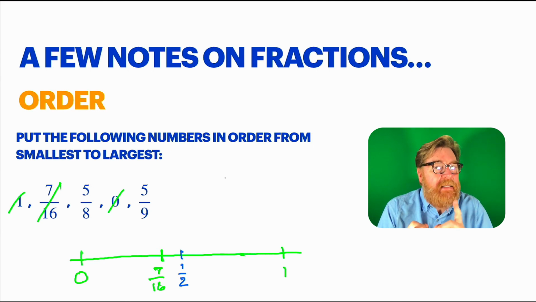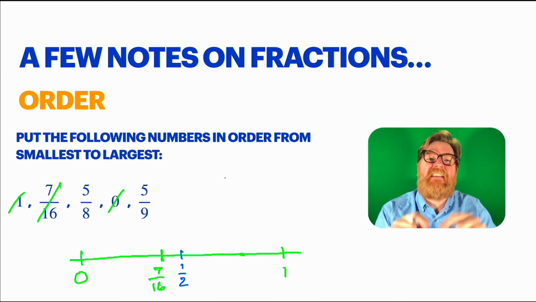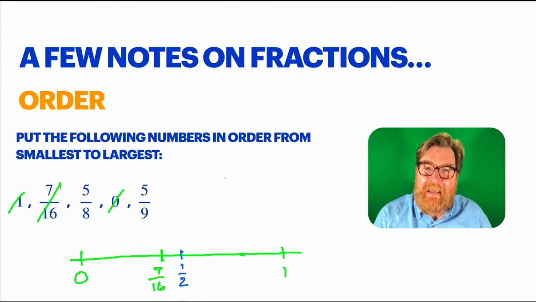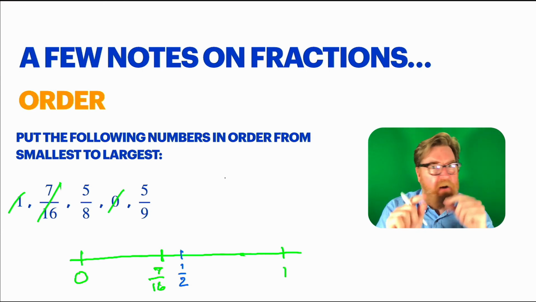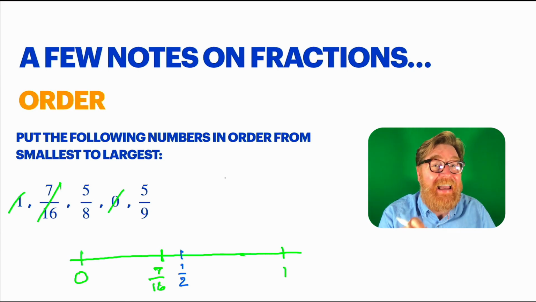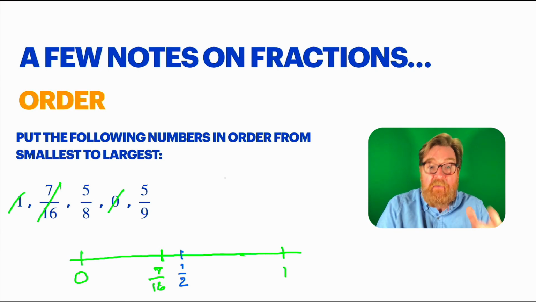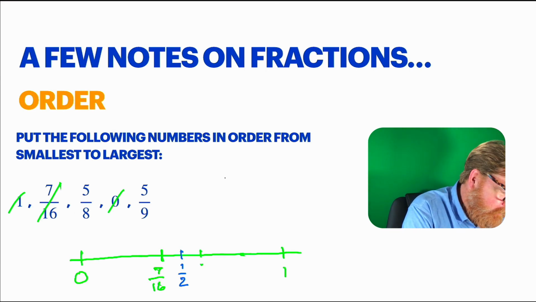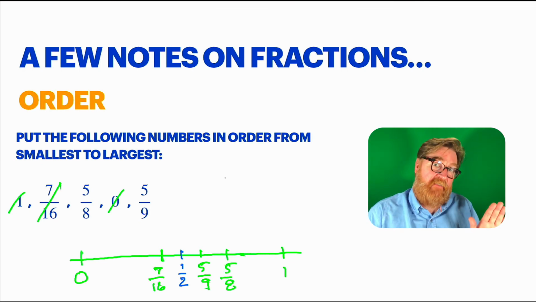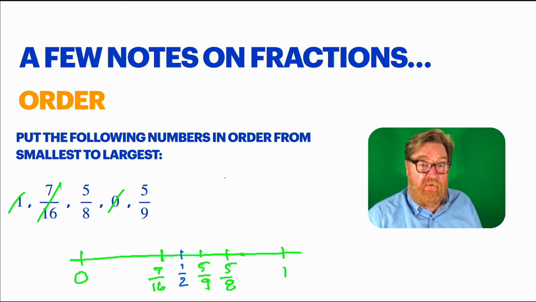So that means that a 9th is smaller than an 8th. A 9th is smaller than an 8th. So be careful. I know 9 is bigger than 8, but we're not talking 9 and 8. We're talking 9ths and 8ths. So since we have 5/9 and we're trying to compare it to 5/8, well, 5/9 is going to be smaller than 5/8, which means we can order them like that. 5/9 goes on the left and 5/8 goes on the right.